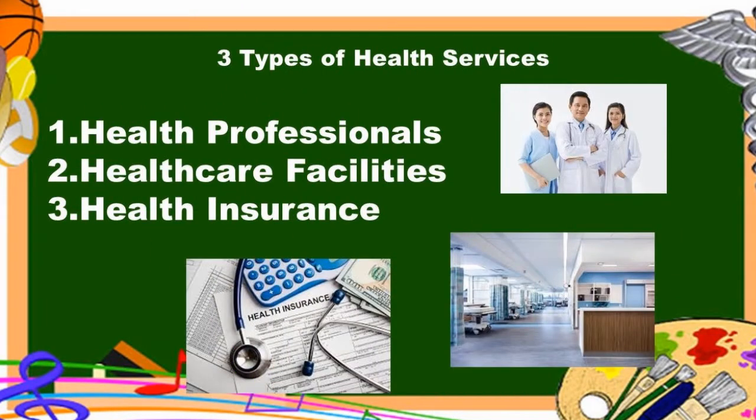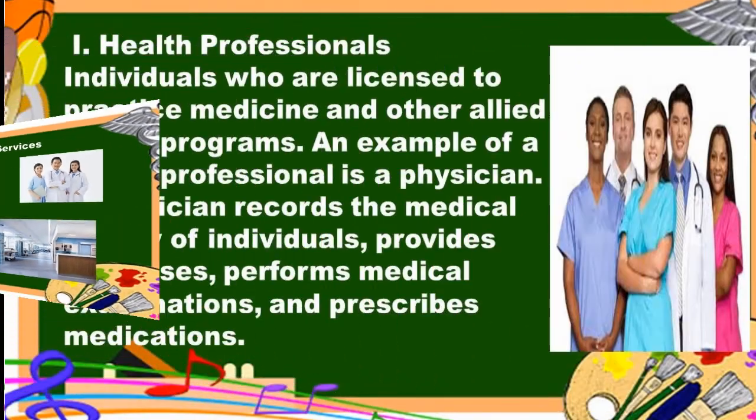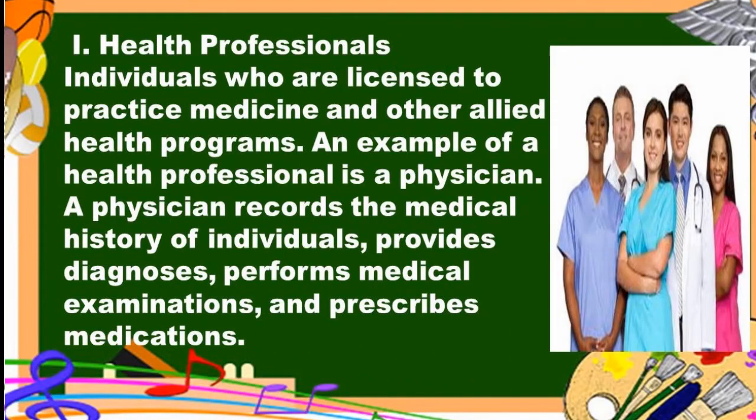So there are three types of health services. Number 1, we have health professionals. Next, we have healthcare facilities. And number 3, health insurance. What do you mean by health professionals? If we say health professionals, those are individuals who are licensed to practice medicine and other allied health programs.